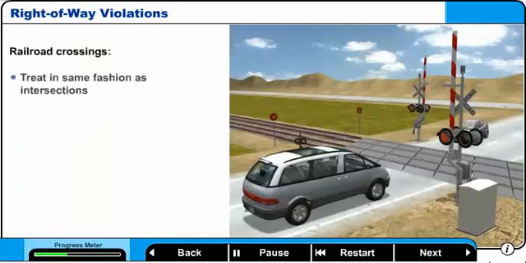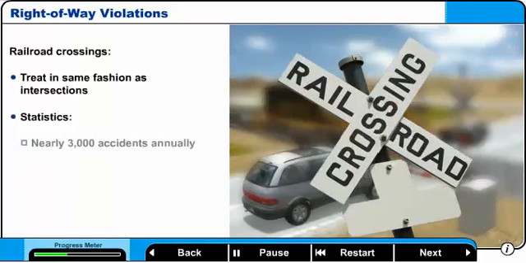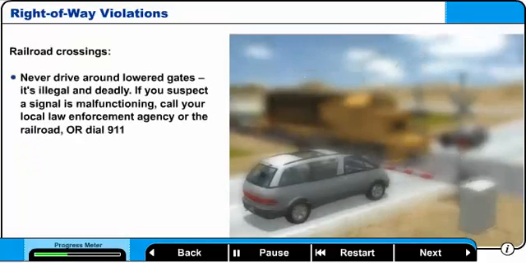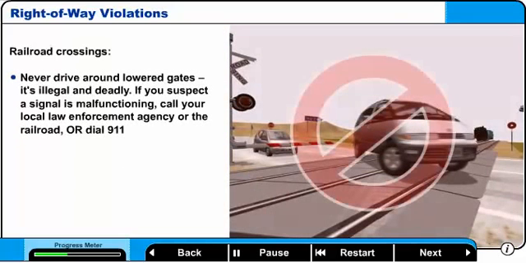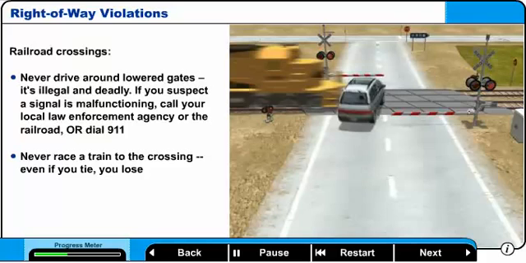Railroad crossings should be treated in the same fashion as intersections. Railroad crossings can be deadly. There are nearly 3,000 accidents and nearly 1,000 injuries each year. Never drive around lowered gates. It's illegal and deadly. If you suspect a signal is malfunctioning, call your local law enforcement agency or the railroad, or dial 911. Never race a train to the crossing. Even if you tie, you lose.